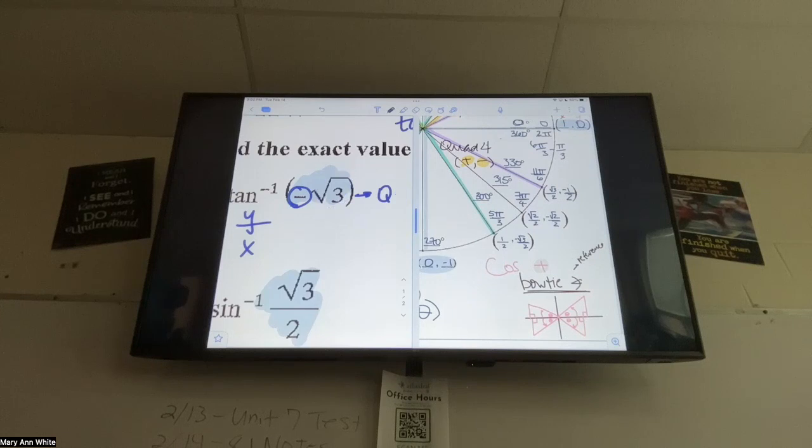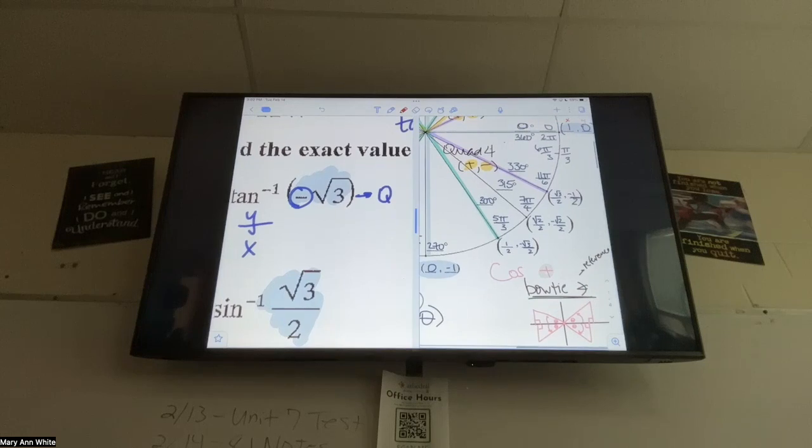Would the 45-degree angle, that 315, would that divide to get me √3? No, but I don't know which one, but either the 60 or the 30-degree could give me √3 because they both have √3 in their answers in some capacity, right? That being said, which one do you think it is? Which one do I need it to be in order for y divided by x to give me -√3?